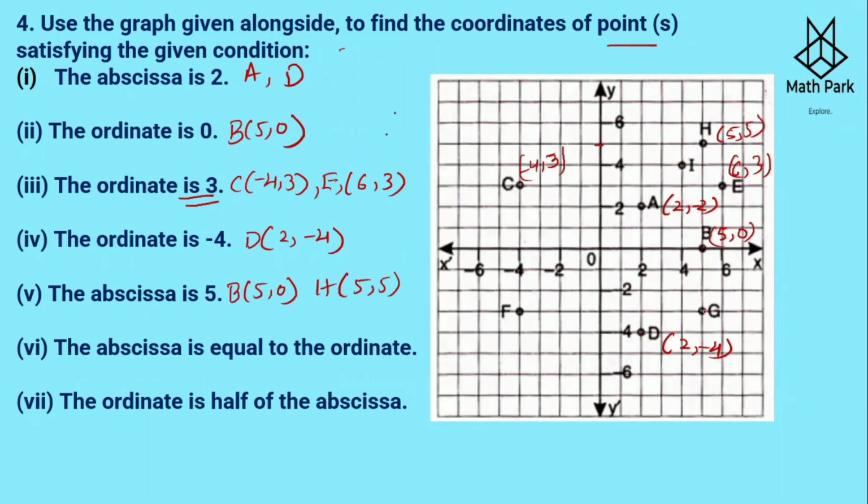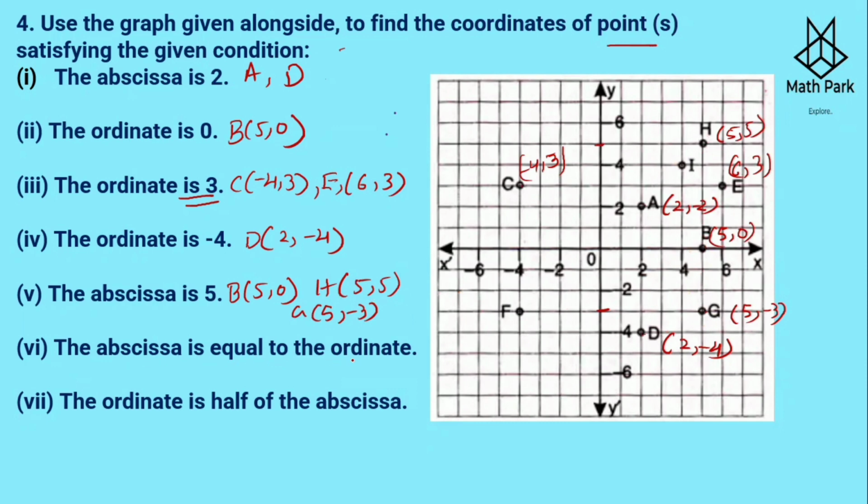And again, abscissa 5 is G, where the coordinates of G are 5, -3. So there is another point G with abscissa 5. Any other point? B we have done, H we have written, G. That's it. These are the 3 points.